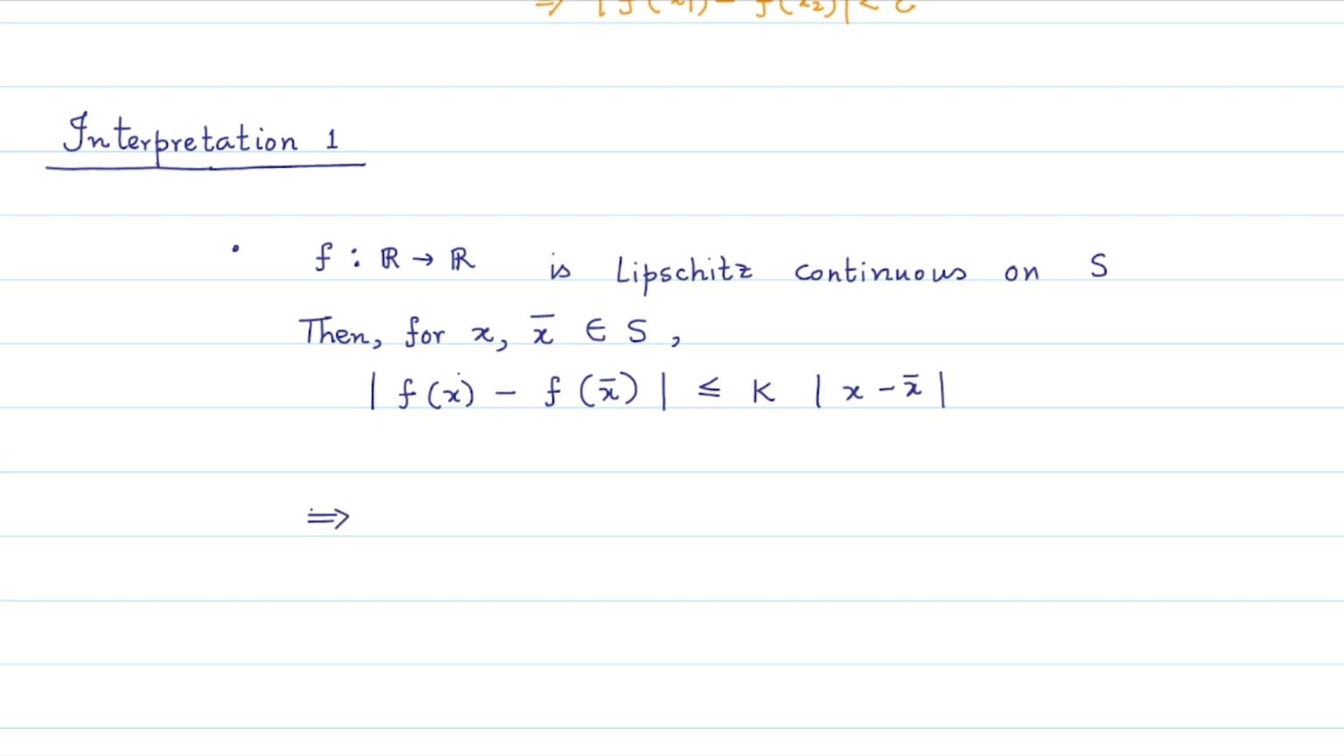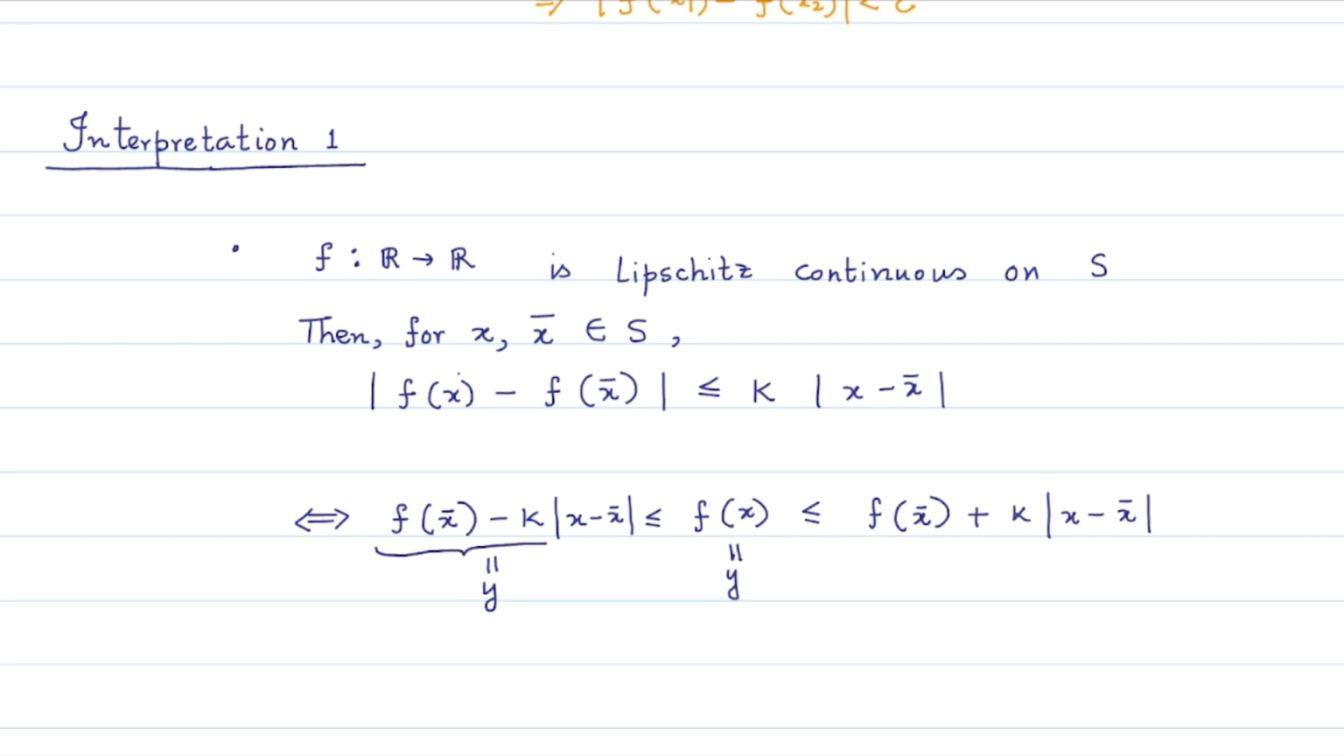x minus x bar, which is equivalent to: x lies in between f(x bar) minus k times modulus x minus x bar and f(x bar) plus k times modulus x minus x bar. That is, the graph of the function y equals f(x) lies in between the graphs of the functions y equals this left hand side expression and y equals this right hand side expression. Let us try to see the locations of the graphs corresponding to this left hand side expression and right hand side expression on the graph of the function y equals f(x).